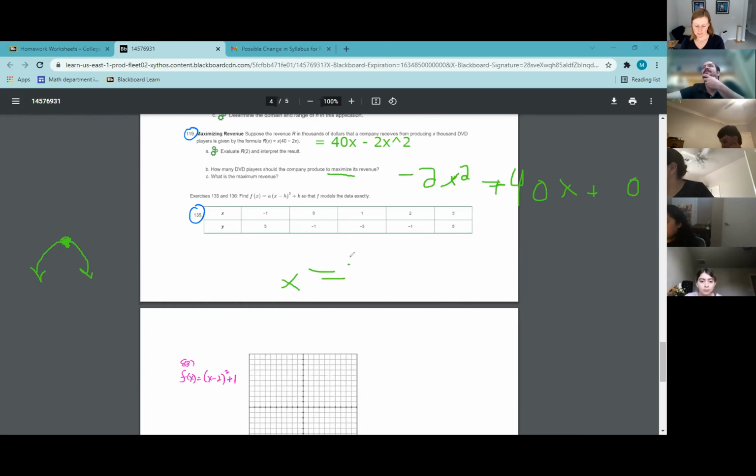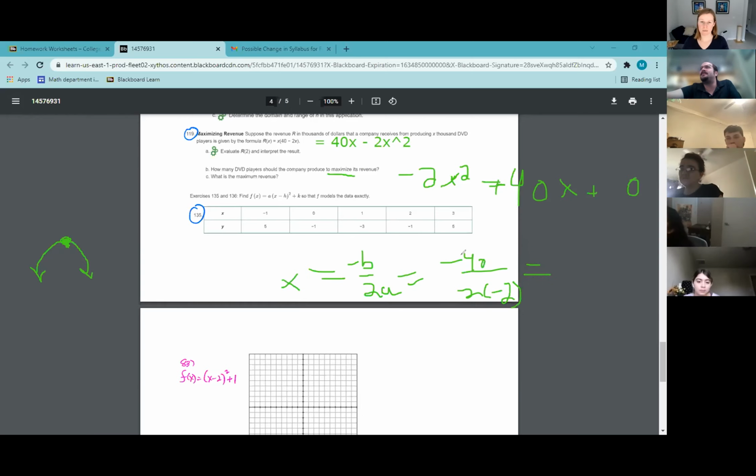We want to figure out x, which is minus b over 2a: minus 40 over 2 times a, which is minus 2. So we need to rewrite this in standard form before we use the vertex formula. This is minus 40 over minus 4, so x is going to be 10. Then we plug 10 back in. My R of 10 is what I want to figure out next, to find my k.